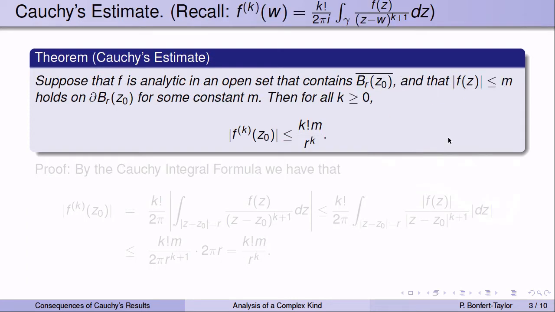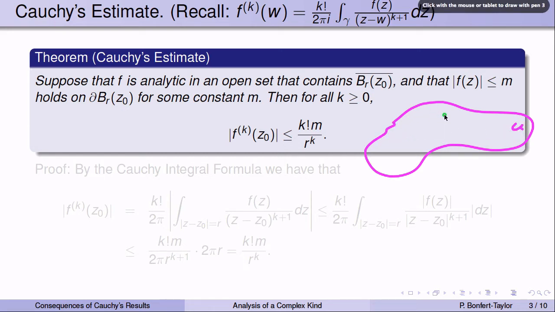The first application of the Cauchy integral formula is Cauchy's estimate, and this in turn will be very helpful in proving further results. So suppose f is analytic in an open set again, and that open set contains a ball of radius r, including its boundary. So here's this open set, we can call it U if you want to, and there is this ball of radius r that fits into U, including its boundary. So the ball doesn't touch the boundary of U. So here's this point z0, and the ball has radius r. And suppose furthermore, we know that the absolute value of f is bounded above by some constant M on this boundary curve.